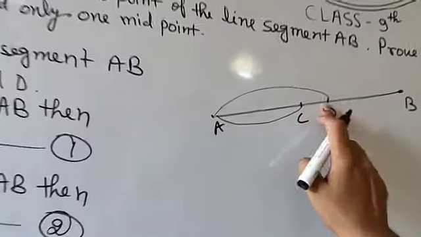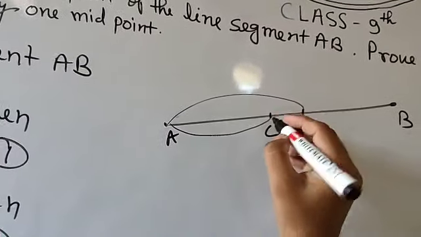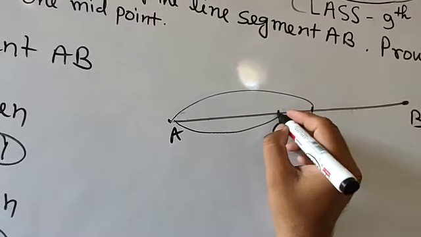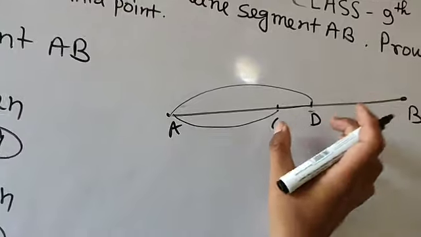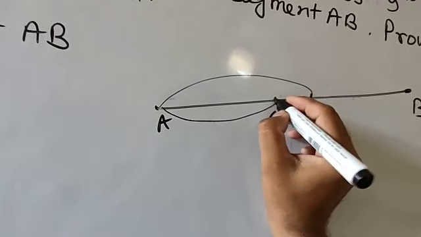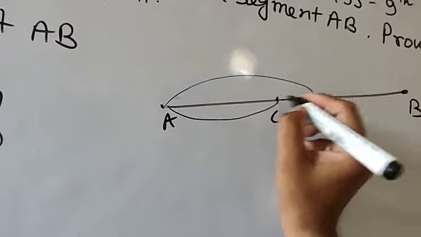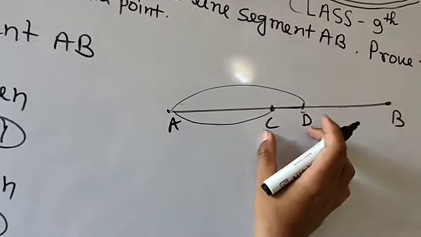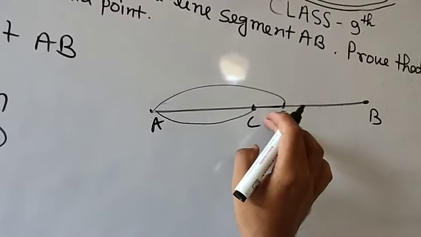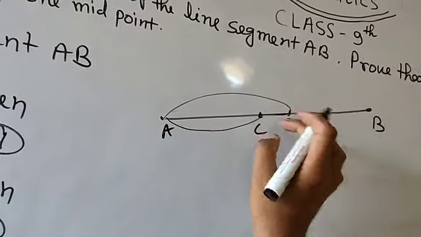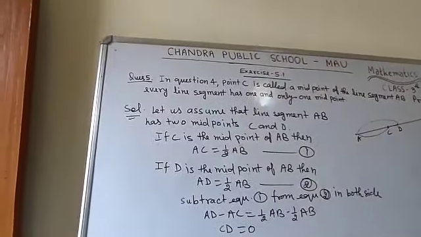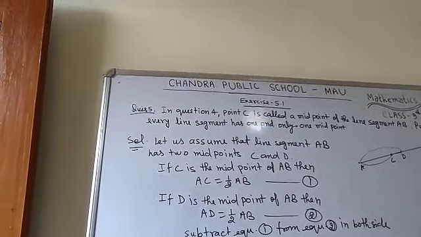So students, C and D are two different points on the line segment AB, and CD equal to 0. You know that the length will never be 0. Here you are going to get CD equal to 0. When CD equal to 0, C and D coincide with each other, it means both the points exist on a single point. So CD equal to 0 is only possible when C and D coincide each other. It means a line segment has one and only one midpoint.